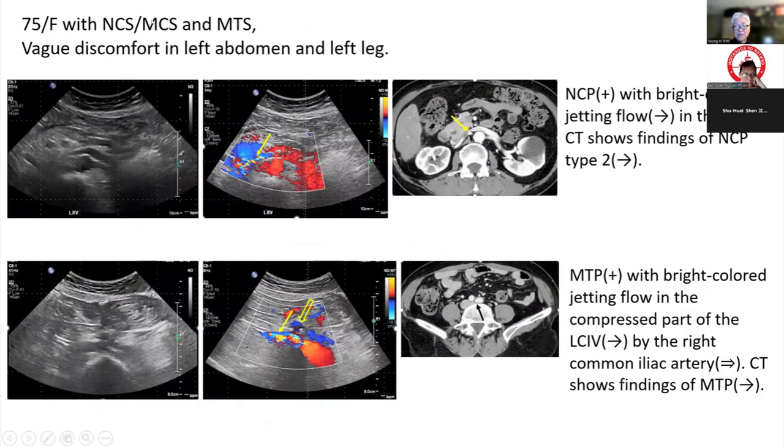Old woman with Nutcracker and midline congestion syndrome and May-Turner syndrome, and had a vague discomfort in the left abdomen and the left leg. Also, the symptoms are usually on the left side, and this is Nutcracker Doppler and the Nutcracker CT, and this is the compression of the left common iliac vein, so May-Turner phenomenon at Doppler ultrasound and also a CT scan.